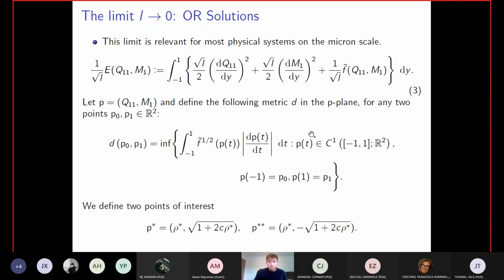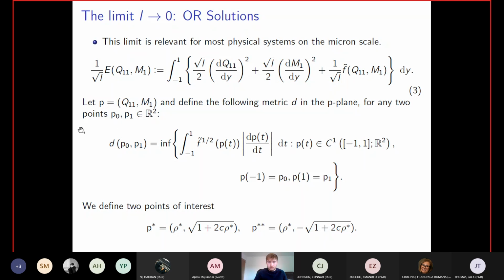So now let's look at the perhaps more physically relevant limit for systems on the micron scale, and let's look at OR solutions to begin with. To do this, we need to introduce the order reconstruction energy, and this is just the full energy I had up previously, with Q12 and M2 substituted to be 0. We then slightly rescale by multiplying by 1 over the square root of L, and we introduce a non-negative OR bulk energy density. That's just the full bulk energy density I had up before, with Q12 and M2 substituted to be 0, and we subtract the bulk energy minimizer in order to ensure it's non-negative.